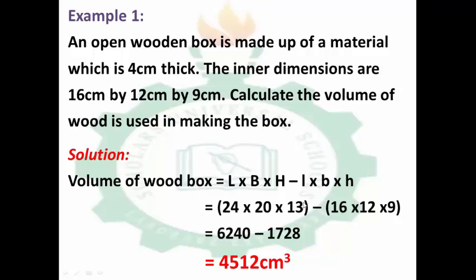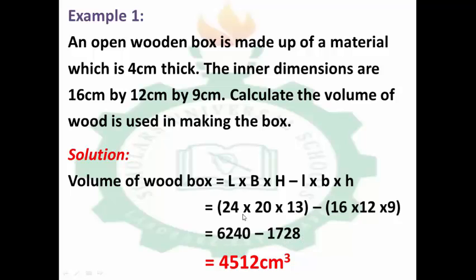Then for the inner, the length is 16, the breadth is 12, and the height is 9. Now, when you do this, we are going to have 6,240 minus 1,728. And this will give you 4,512 centimeter cube.